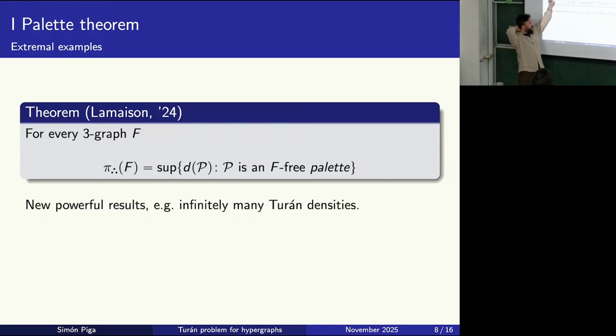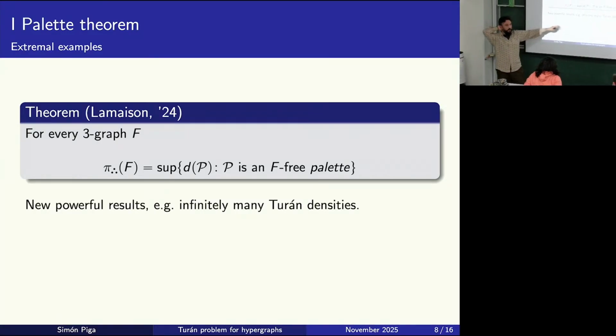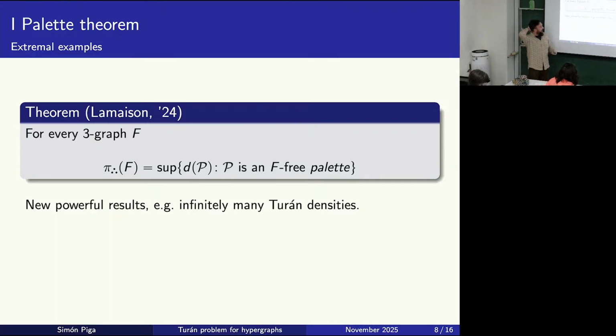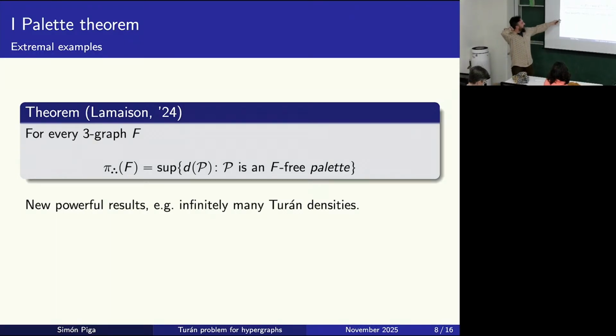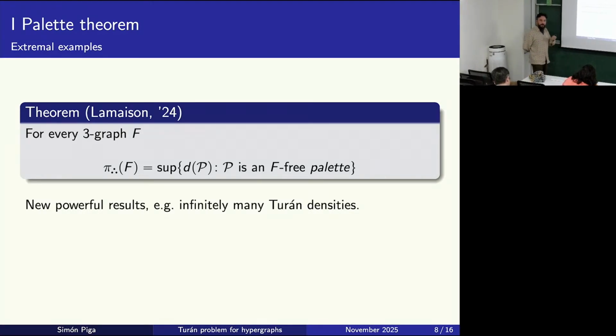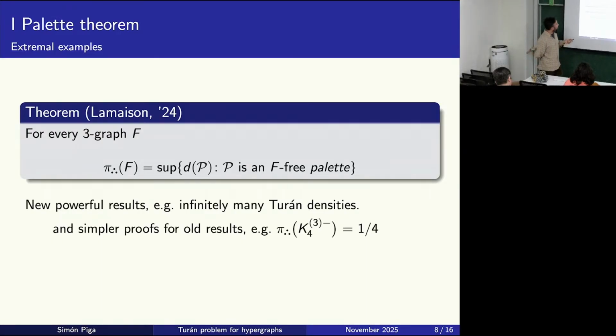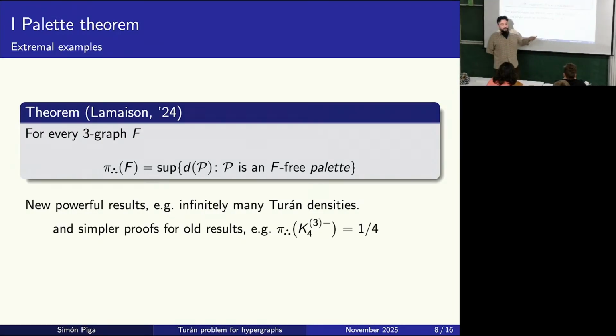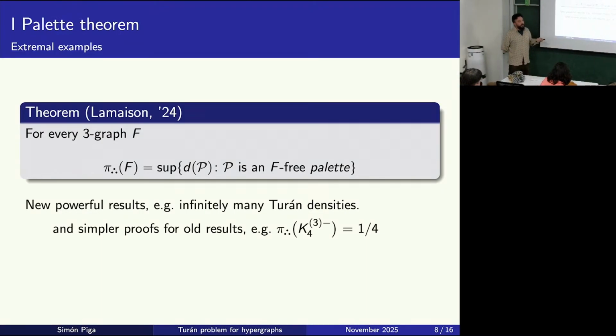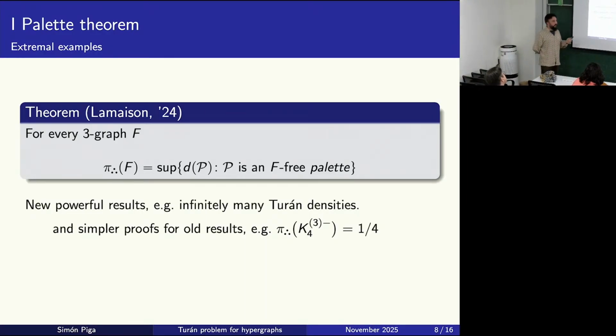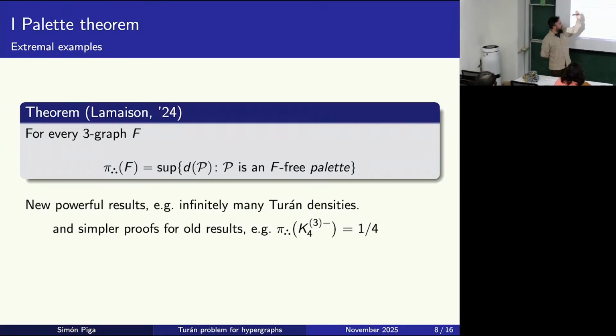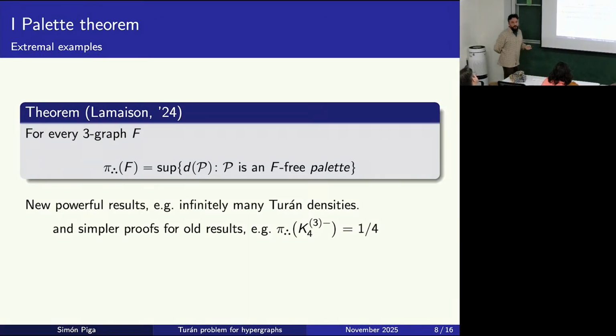Here we restrict the family of possible counterexamples, and it creates new nice results. For example, now we know infinitely many values that are Turán densities. And also this proof for K4 minus, which was very hard before, with this result gets very easy. So this is an important step, and I just want to argue that if we think of going to Erdős-Thom, this definitely is going to be in the way.